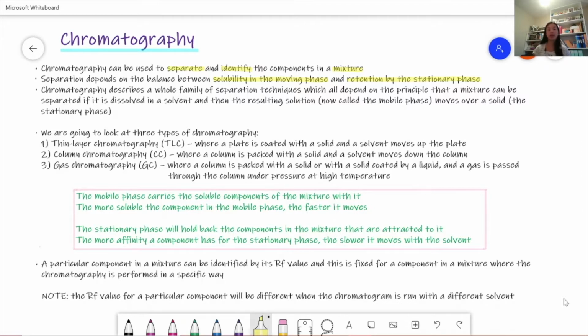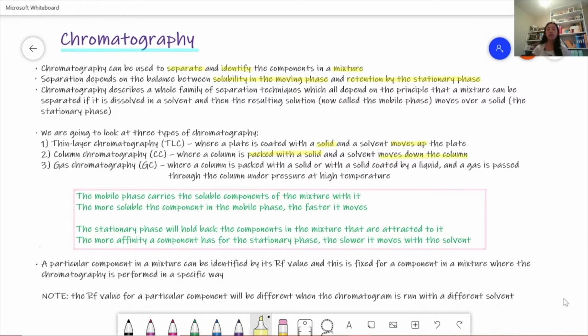So we're going to look at three types of chromatography. The first is thin layer chromatography, which you've already seen, but we're going to quickly review. This is where a plate is coated with a solid, and the solvent moves up the plate. The second type is column chromatography. This is where a column is packed with a solid and a solvent moves down the column.